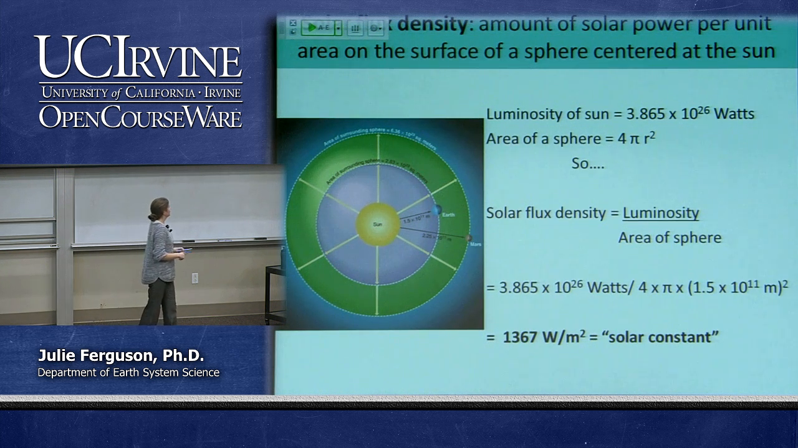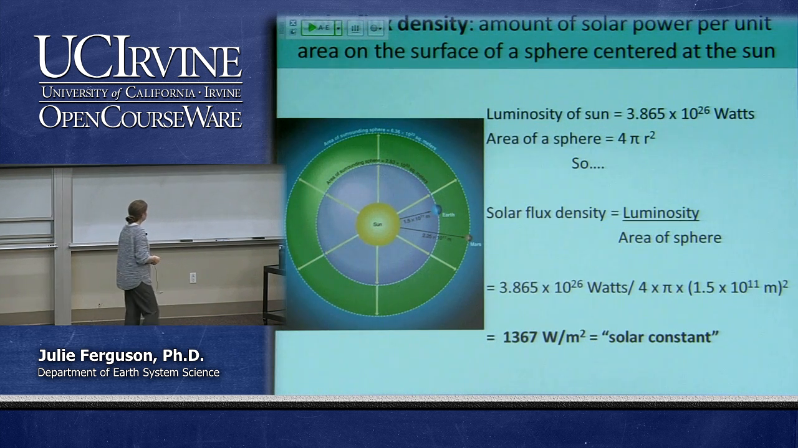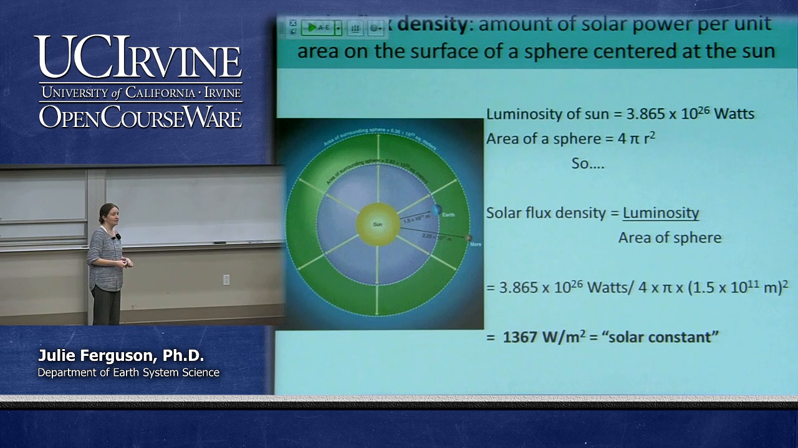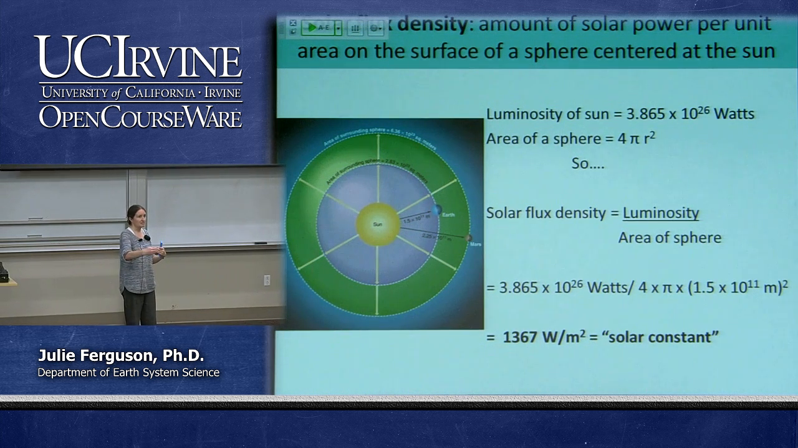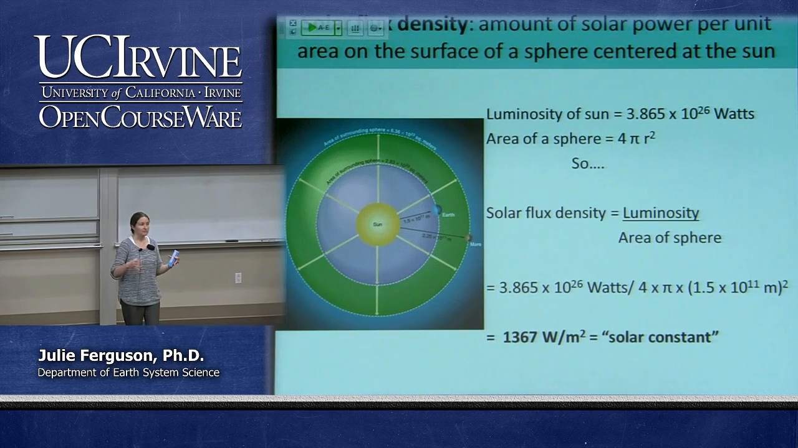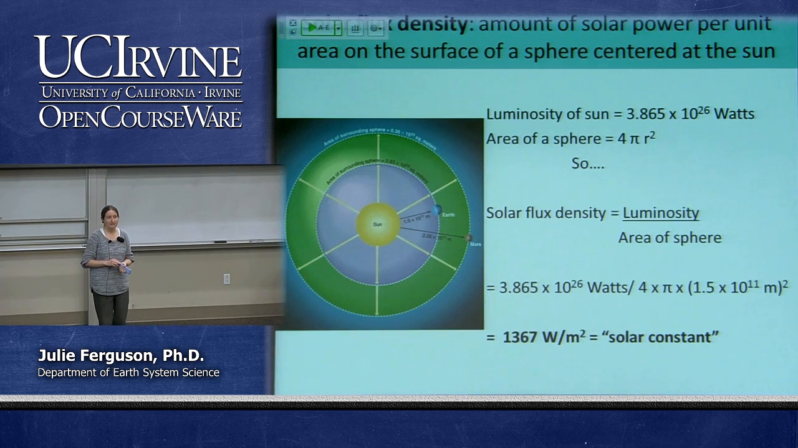So our solar flux density is equal to the luminosity divided by the area of the sphere that's created using the radius of Earth's distance from the sun. And if we do that calculation, we get something like 1,367 watts per meter squared. That's how much energy we receive at the top of Earth's atmosphere from the sun.